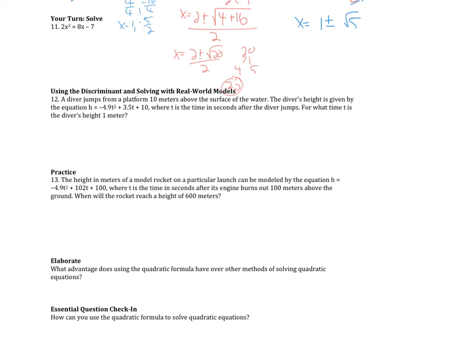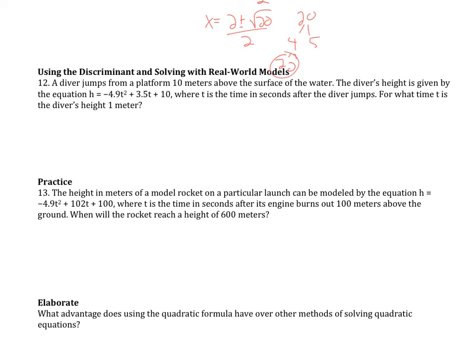All right, so let's look at a modeling problem here. A diver jumps from a platform 10 meters above the surface of the water. Diver's height is given by the equation h equals negative 4.9 this time because we're in meters instead of the negative 16, which is for feet, plus 3.5t plus 10, where t is time in seconds. What is the time when the diver's height equals 1 meter? So let's substitute that in. So we get 1 equals negative 4.9t squared plus 3.5t plus 10.